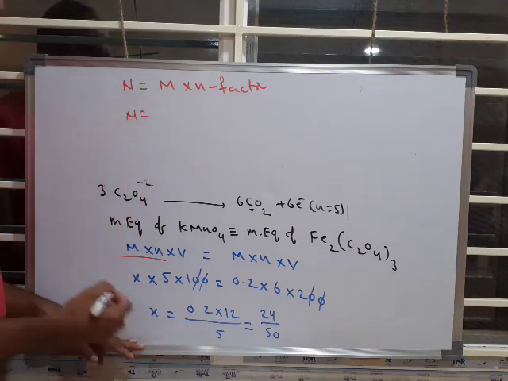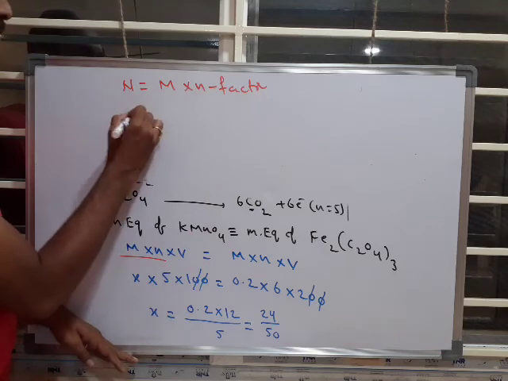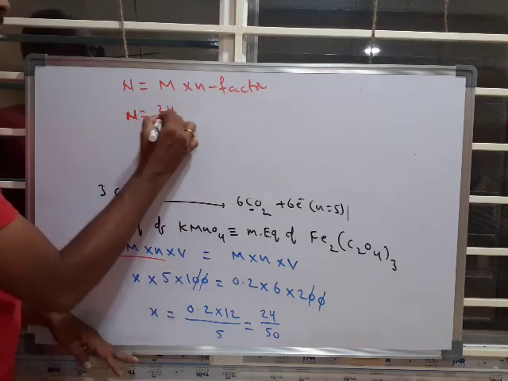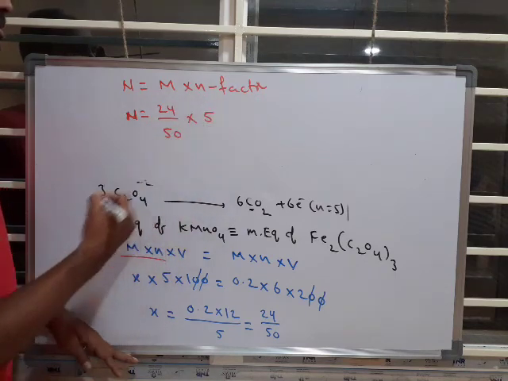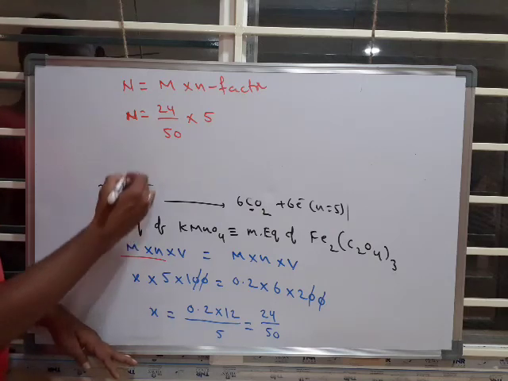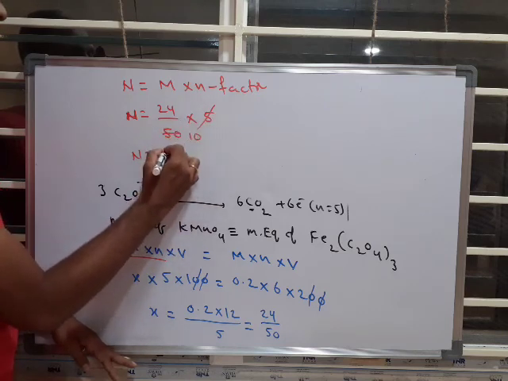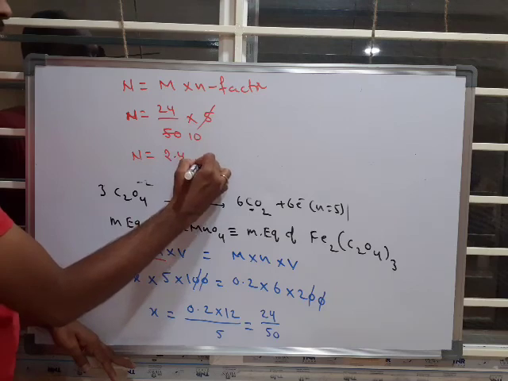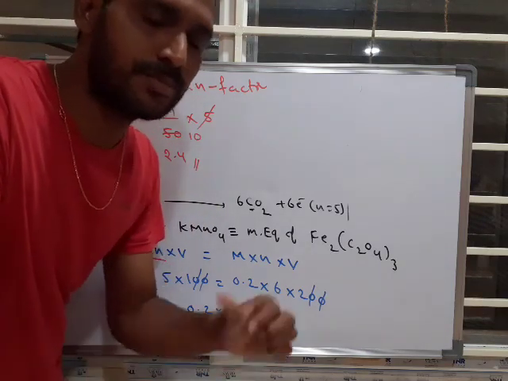So next, the normality of potassium permanganate, equal to molarity into n factor. What is the n factor? We know that it is 5, the change in the number of electrons. So simple. That gives 2.4 normality. So the normality of potassium permanganate is 2.4.